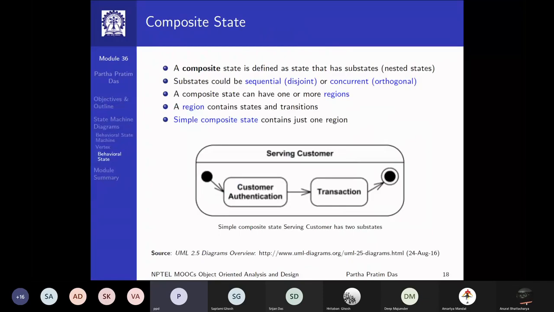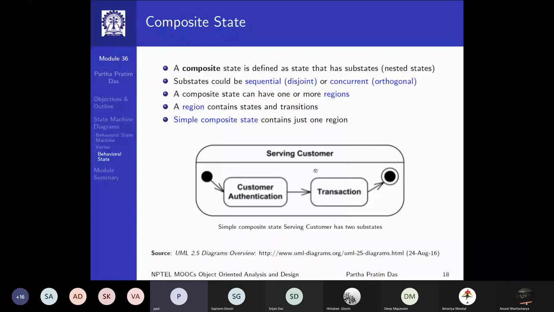Now you can have a composite state. A composite state comes with the concept of level of abstraction, as I was talking of. I am in a state, and while I remain in that state, I could be doing a series of things, a sequence of things, or periodically I could do certain things. So those can again be described in terms of behavioral states and transitions.